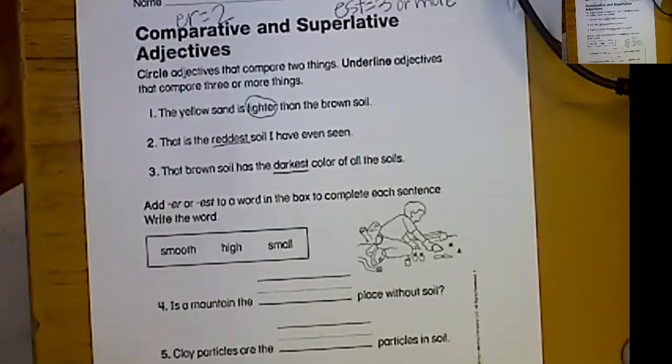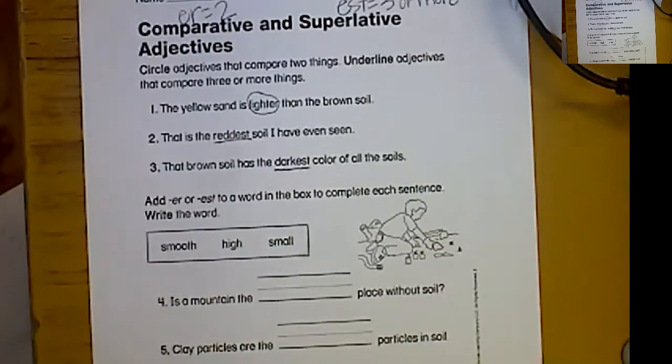Let's look at the bottom. We have smooth, high, and small. Those are going to be our adjectives. We're going to add endings to them based on how many things they compare. So if they compare two things, we're going to add ER, or if they compare three things, sorry guys, we're going to add EST.